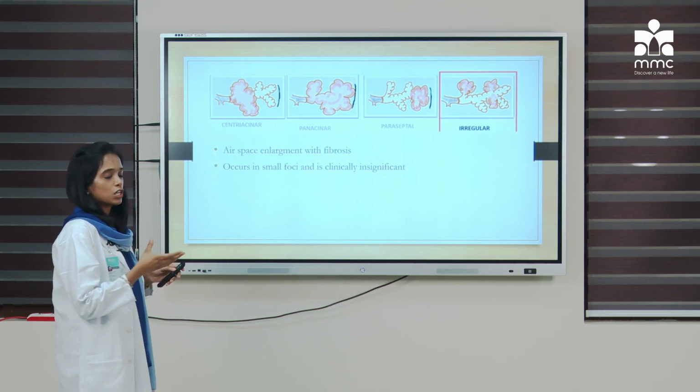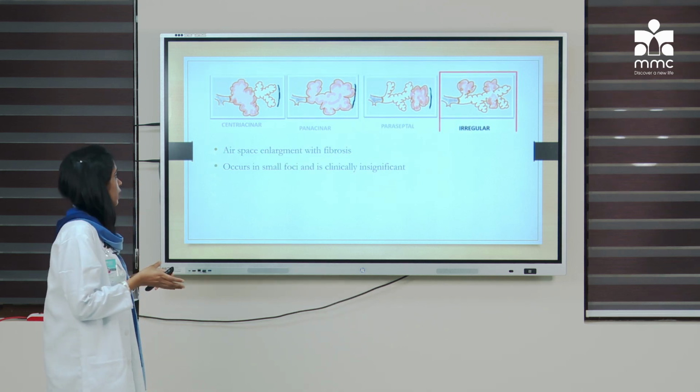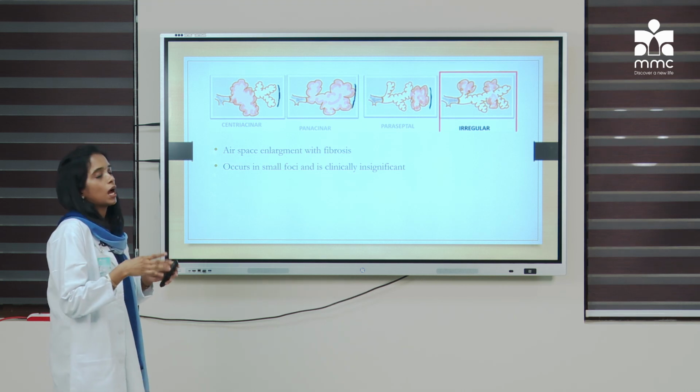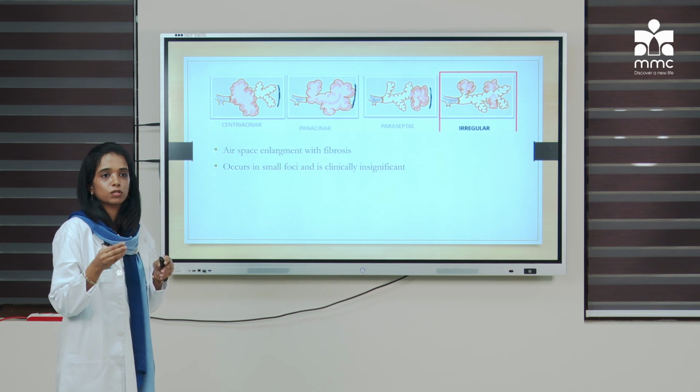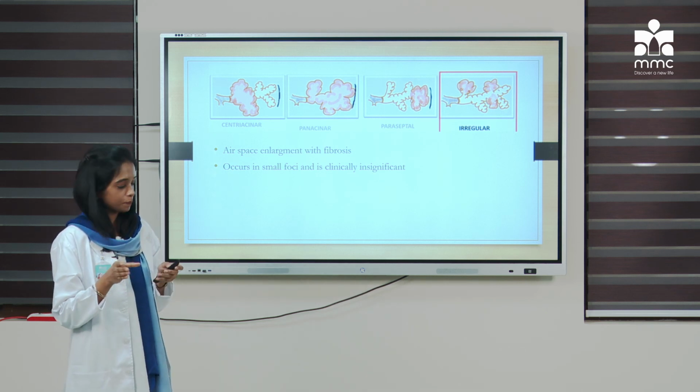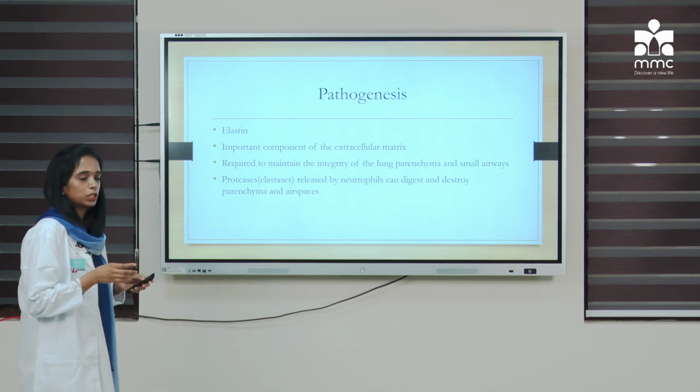Finally, the last one is irregular emphysema, where you have air space enlargement along with fibrosis, but this has very little clinical significance because most of the time only very small foci of enlargement can be seen. Now coming to the pathogenesis.